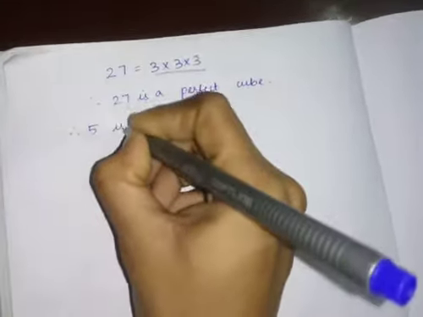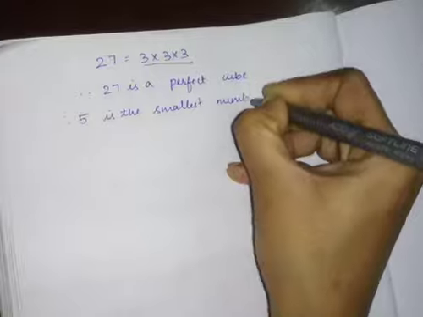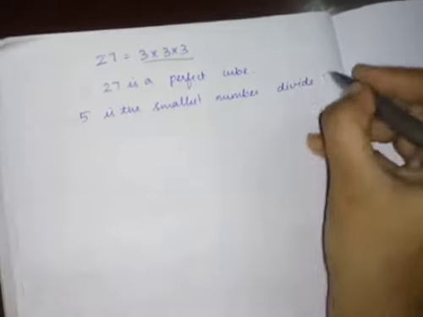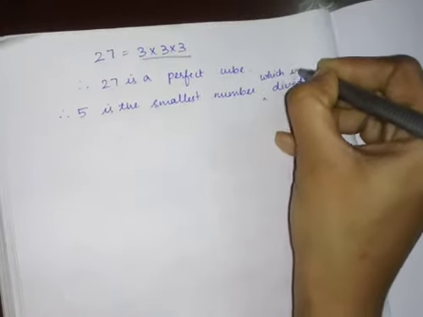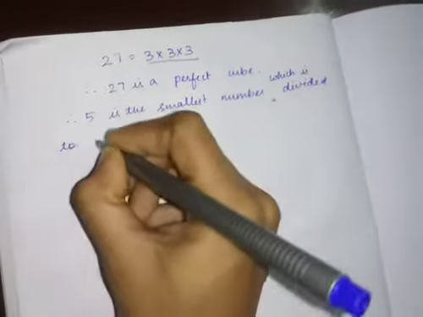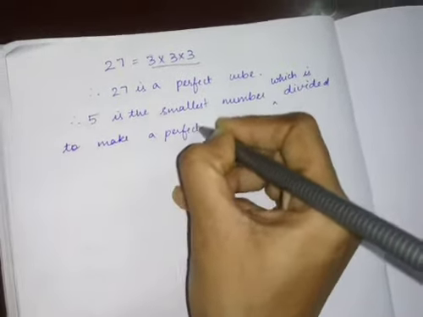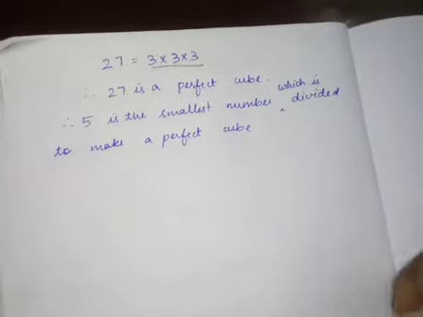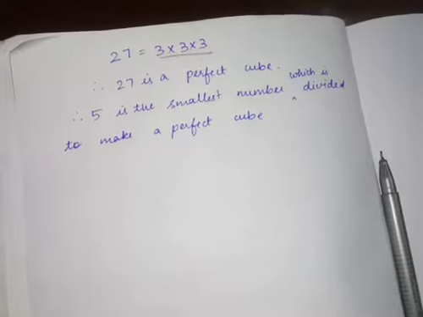So what is the number which is divided on both the sides? Therefore 5 is the smallest number which is divided to make a perfect cube. Okay, 5 is the smallest number which is divided to make a perfect cube. Okay, understood? Here we are dividing by 5 on both the sides.